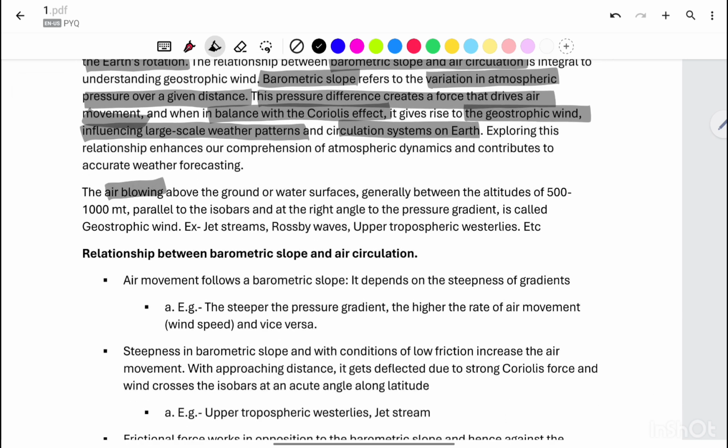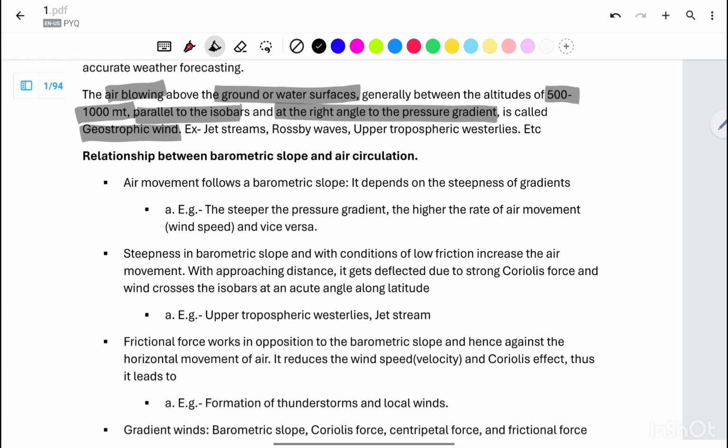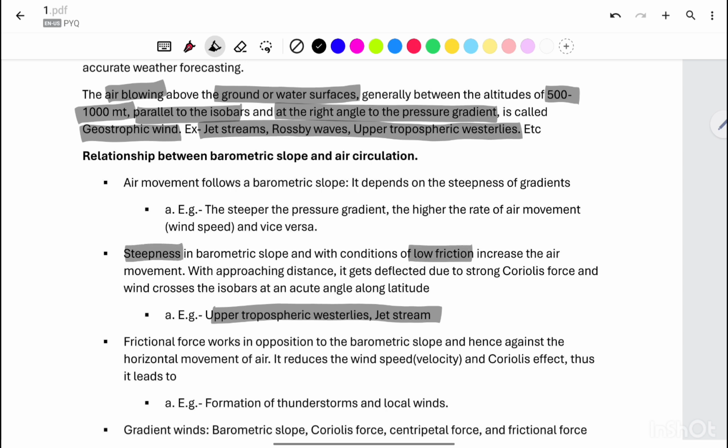Now the air is blowing above the ground or the water surface, at an altitude of 500 to 1000 meters. It is parallel to the isobars, at a right angle to the pressure gradient force, is what we have as the geostrophic force. Examples: jet streams, Rossby waves, upper tropospheric westerlies. We have the example of upper tropospheric westerlies and jet streams in the case when there is steepness along with low friction, right?